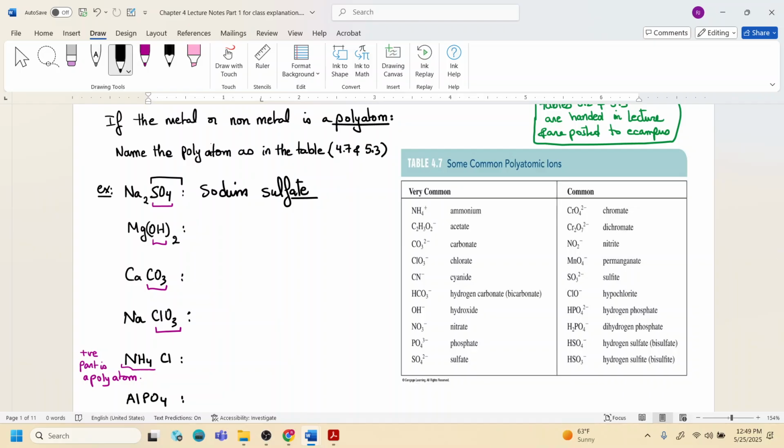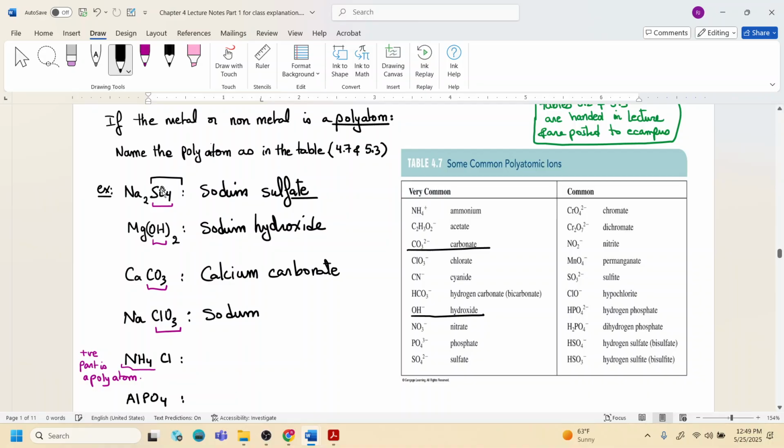Same thing here. This is sodium. And then the OH, where's the OH? It's here. The OH is named hydroxide, so you just write it as hydroxide. You continue the rest. Calcium, the CO3 is carbonate, so that one is calcium carbonate. Calcium is IUM. This one is sodium, and again, this one is made up of chlorine and oxygen, ClO3.